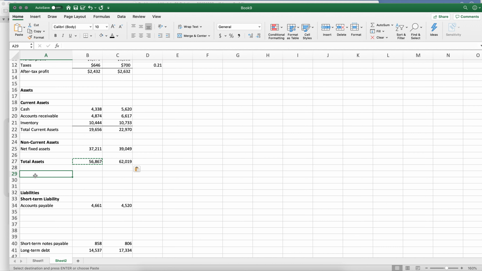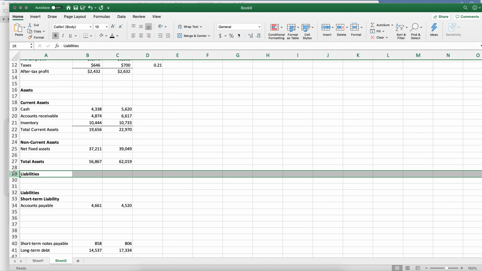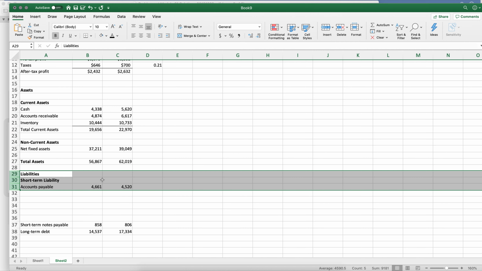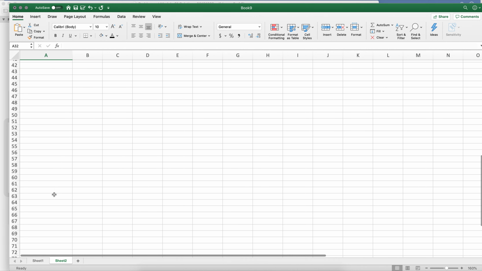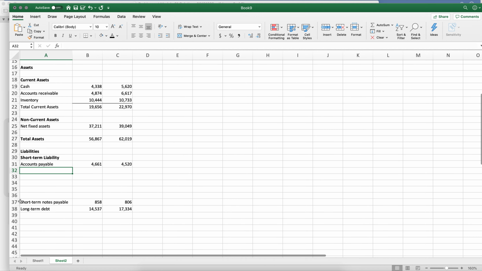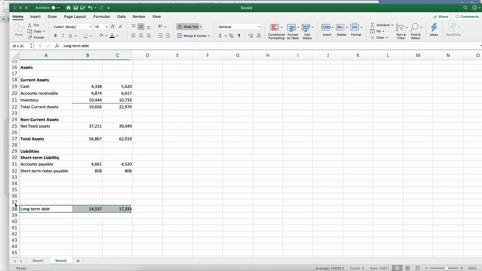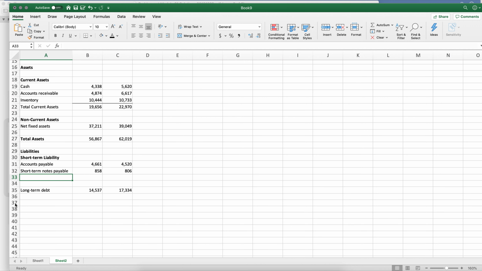Okay, and then now we have liabilities. Oh wait, I already did that. Let's delete this. Okay, so we don't have any other liabilities, just these three. Short-term notes payable is going to go into your short-term liability. We're going to have some long-term debt. We'll move this up. Total short-term liabilities equals that plus that. I'm going to add a bottom border.